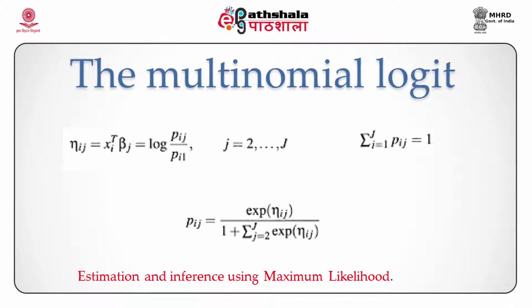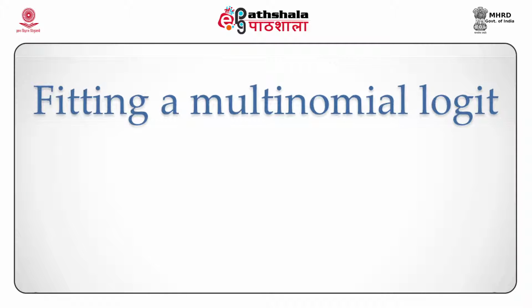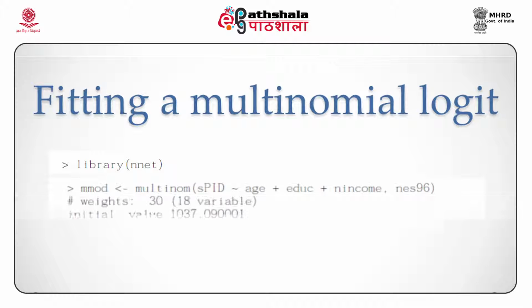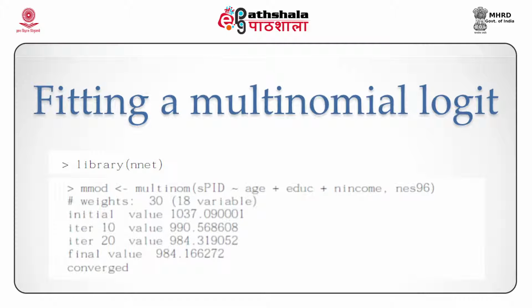To fit a multinomial logistic regression model in R, we need to call the library nnet. Note that nnet here stands for neural net, and the function multinom. So assuming here that we have an outcome variable, which here is denoted by SPID, the multinomial logit regression model is fitted using the command multinom SPID tilde the variables age plus educ plus.